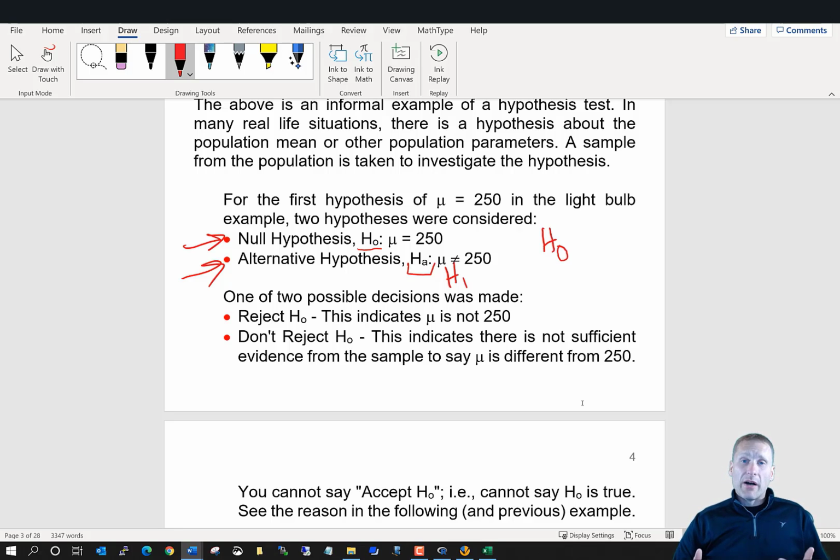Now, there were one of two possible decisions that we were making based upon this sample in this light bulb example. We either reject H0. This indicates mu is not equal to 250 if we go back to the original hypothesized value of 250. Or we don't reject H0, meaning this indicates that there's not sufficient evidence from the sample to indicate that mu is different from 250. It might be different. It could be 250. Could be 251. But as we saw with that interval, it gives us a range of numbers, and we don't know if it is equal to 250 or not.